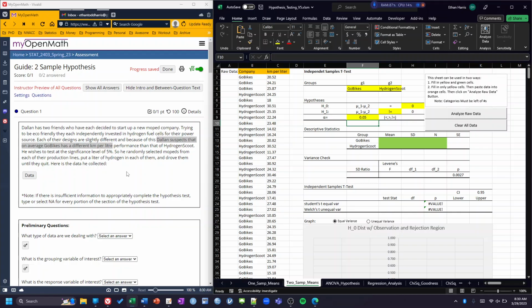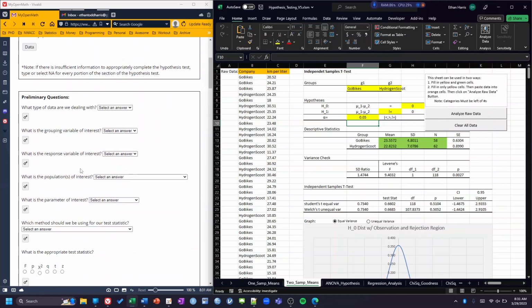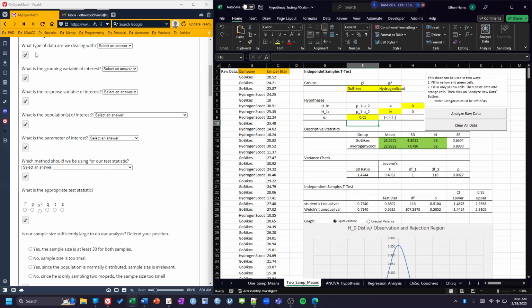Okay, at this point we are ready to analyze the raw data and then start asking our questions. So I'm just going to go ahead and click analyze the raw data, and it should go ahead and fill up everything here. All right, so first thing, what type of data are we dealing with? So for this one, we are dealing with numerical data. Well, we do have numerical and categorical, but we're really interested in the numerical. We're just using the categorical to compare two groups to one another.